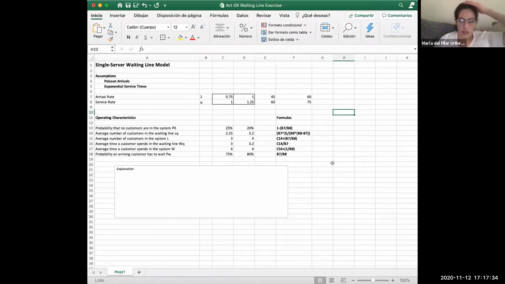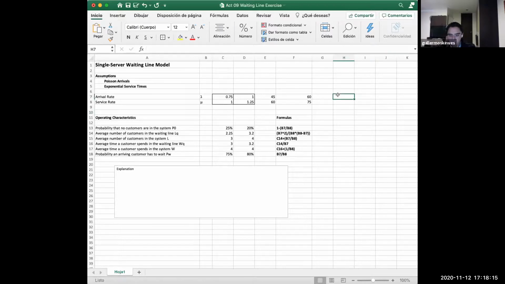O sea, si la tasa de llegada pasó de 45 a 60, ajá, pero entonces es más tiempo en lo que tardan en llegar. O sea, sí atiendes a más personas, pero también se tardan más en llegar. ¿Cuánto es 45 de 60, Guillermo? Es el 75%, ¿no? Punto 75. Okay, ¿y cuánto es 60 de 75? 3/4 partes. A ver, haz la división ahí en tu hoja de Excel. Punto 8. Sí, punto 8.